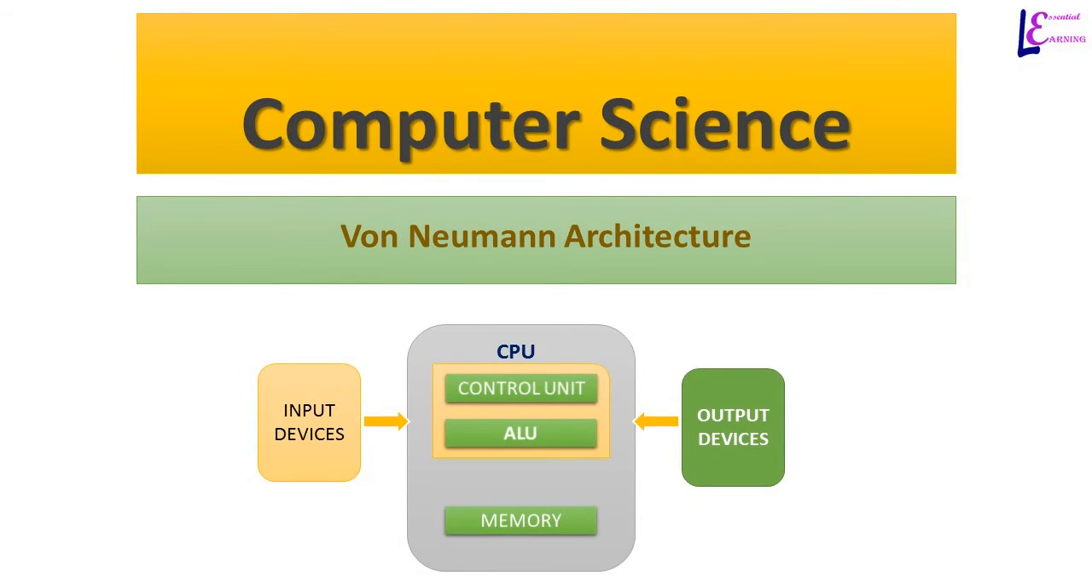In this video, we are going to learn about the architecture of the first commercial computers. This architecture is known as von Neumann architecture. Although named after mathematician von Neumann, the idea behind this architecture originated with J. Presper Eckert and John Mauchly, who worked on ENIAC.